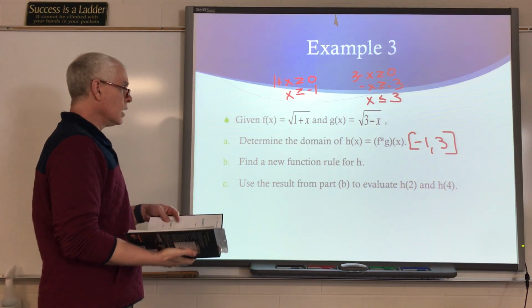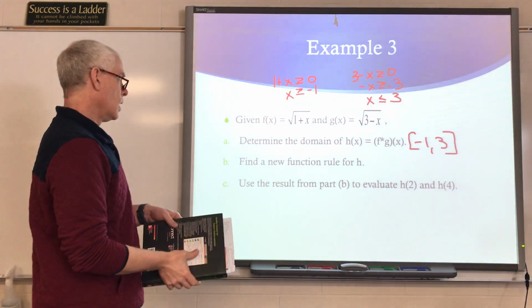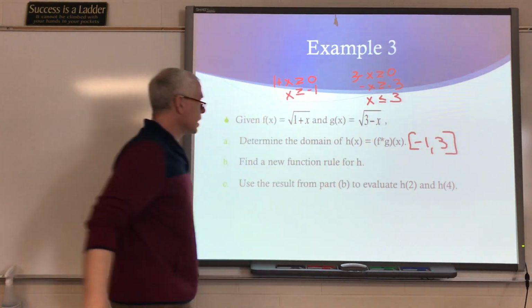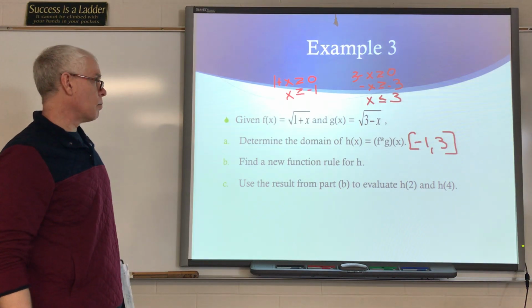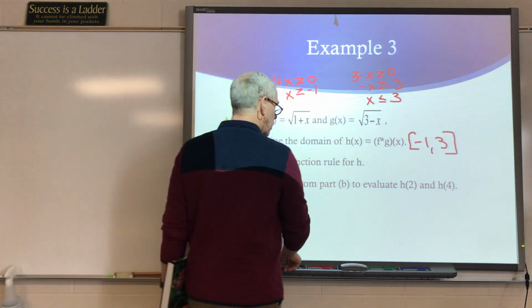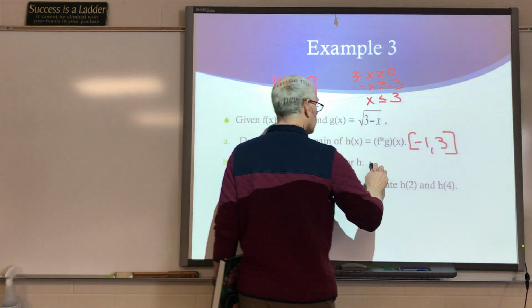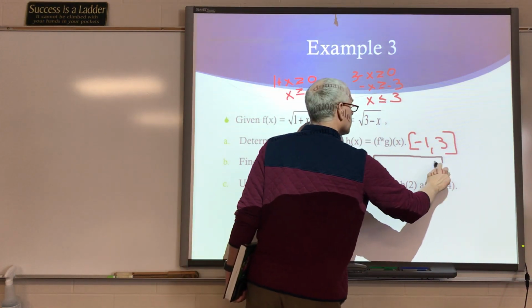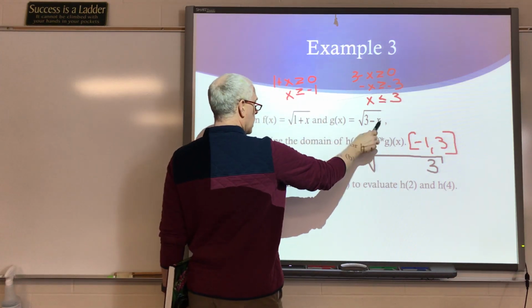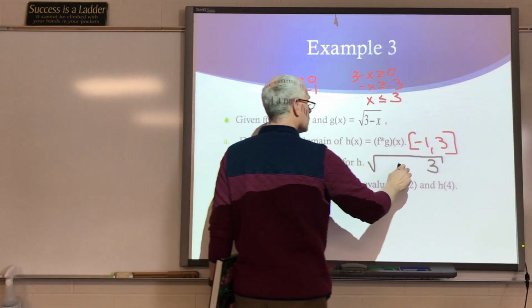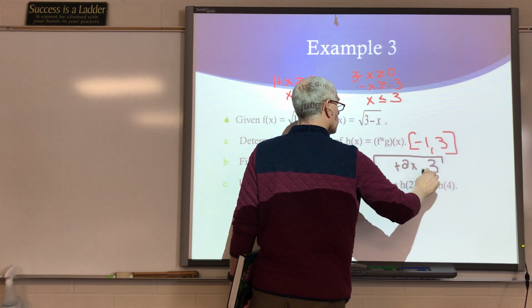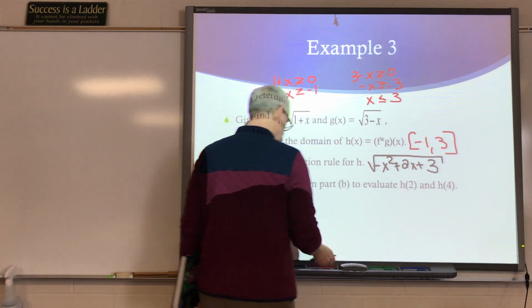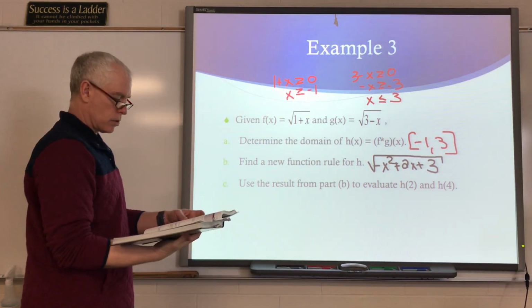Okay? Find a new function rule. When I multiply these two together, which is what they're asking me to do, I have radicals for both, so I can go ahead and multiply and then leave under the radical what I get when I multiply the inside. So 1 times 3 is 3. I'm going to get minus x plus 3x, and then x times negative x, and negative x squared plus 2x plus 3.